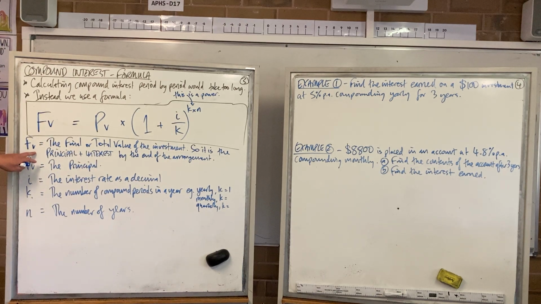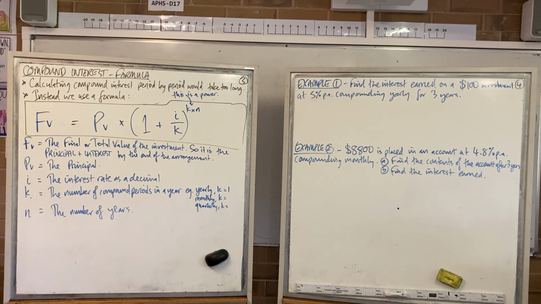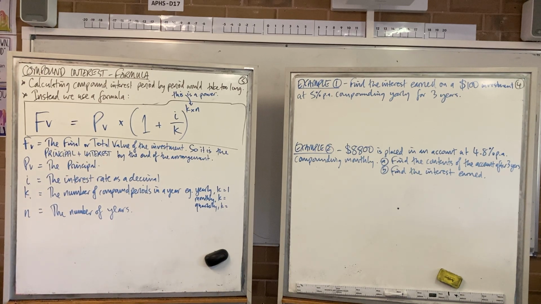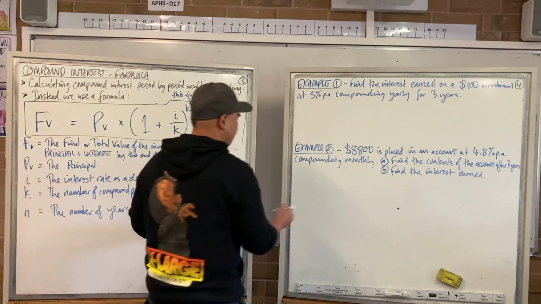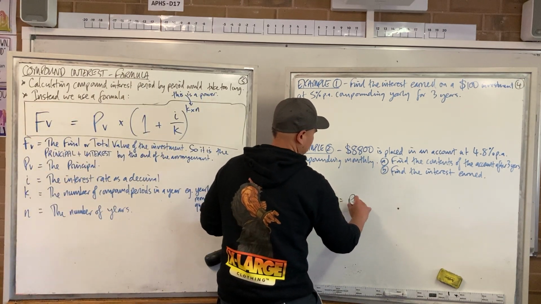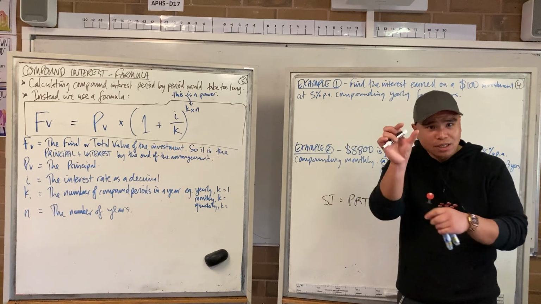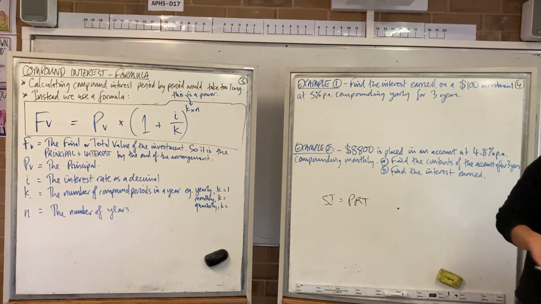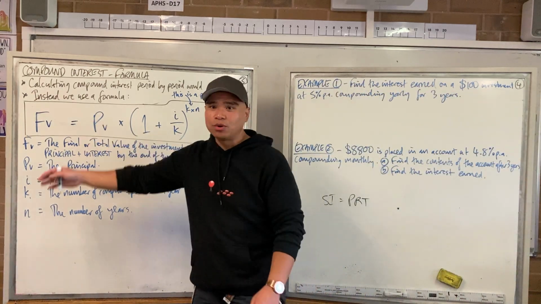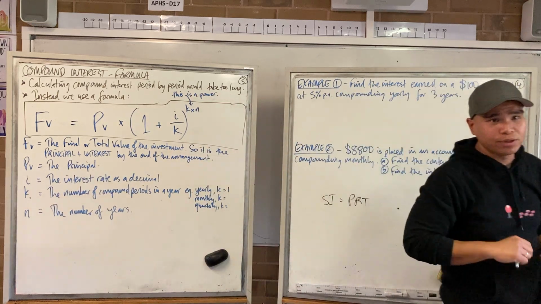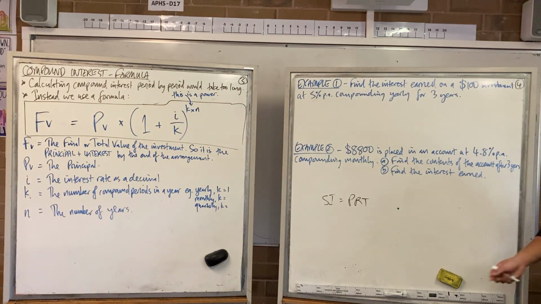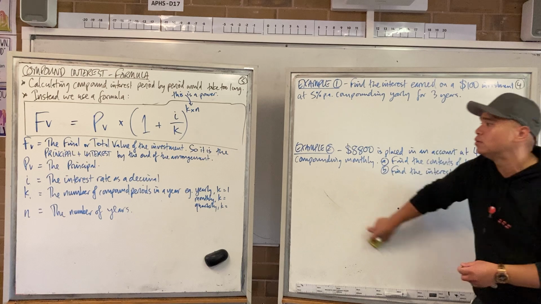What does FV stand for? FV is the final or the total value of the investment. That's what it grows up to. It's not the interest. SI is equal to PRT, that tells you how much the little bit on top is. That's not what this tells you. This tells you what it grows up to, and you need to work out what the little bit on top is after. I'll show you how to do that in the example.